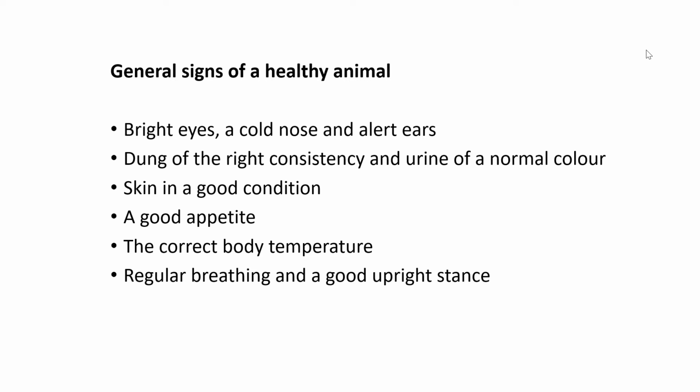So here are general signs of a healthy animal, for any animal. Bright eyes, the ears are alert. The dung is of the right consistency and color, and usually the urine as well. If you see dark red or brownish urine and feces, this generally means there's blood in the urine, and blood in the urine or feces is not a good sign. That usually is a sign of disease in the animal.